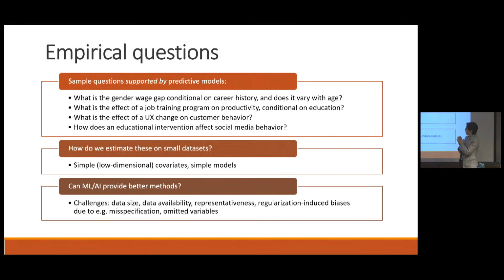The problem is, though, that a lot of times we're interested in estimating these problems on small data sets, and we want to maybe use some techniques from machine learning and AI, but we're not really sure how they're going to work given data size, availability, representativeness. If we use biased training data, is that going to lead to biased output? Those are some of the questions that we think about.